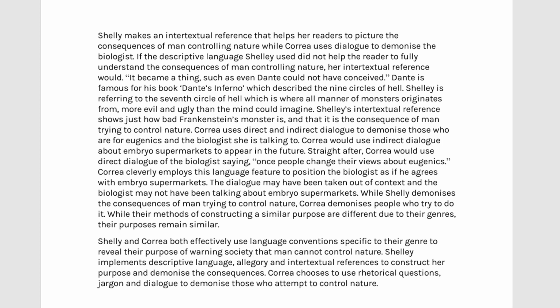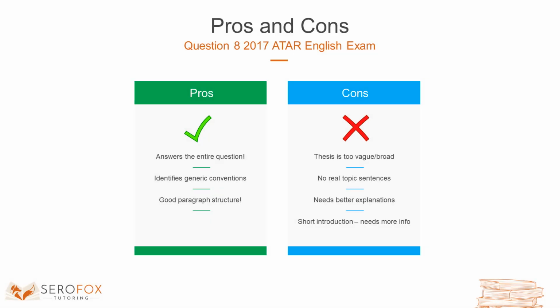While Shelley demonizes the consequences of man trying to control nature, Correa demonizes people who try to do it. While their methods of constructing similar purposes are different due to their genres, their purposes remain similar. Shelley and Correa both effectively use language conventions specific to their genre to reveal their purpose of warning society that man cannot control nature. Shelley implements descriptive language, allegory, and intertextual references to construct a purpose, and demonizes the consequences. Correa chooses to use rhetorical questions, jargon, and dialogue to demonize those who attempt to control nature.